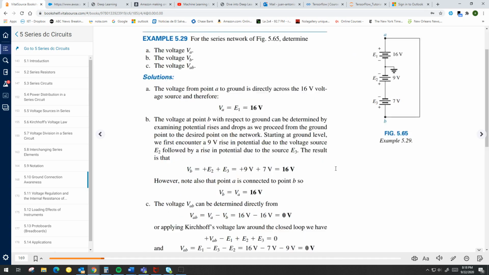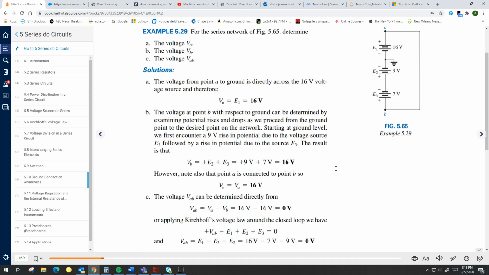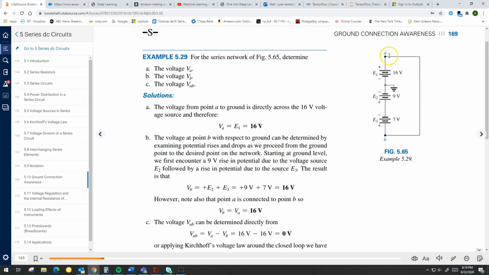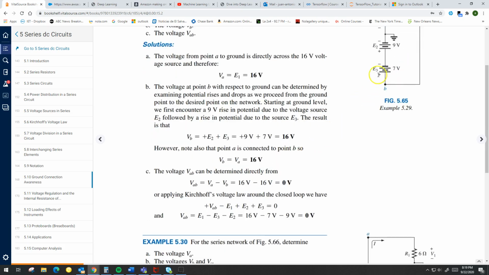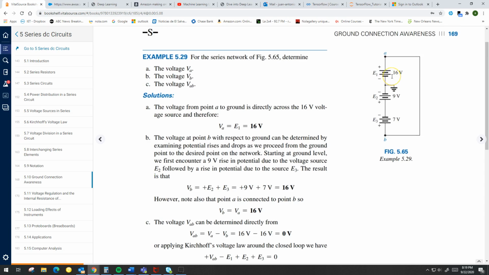Okay, so now they want to know what VAB is. Well, VAB can be found by looking at the difference between the voltage at A minus the voltage at B. We already calculated those two, right? The voltage at A is 16, the voltage at B is 16. If we subtract those two, it is 0. And so we kind of know that already, right? Because of how the circuit is. That's what you will be measuring.